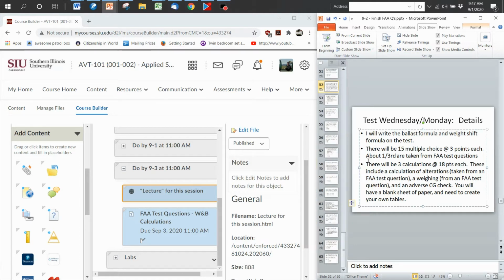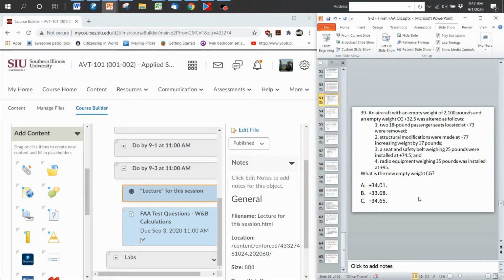So I am going to jump in on these questions to get started. All right. Our first question, we're beginning at 39, and again, these are arbitrarily numbered because I just did it this way. An aircraft with an empty weight of 2,100 pounds and an empty weight CG is altered. And we're going to see this question pop up like 4 times with slight variations, and I'm only going to answer it 1 time, except for the one that has a really big variation.